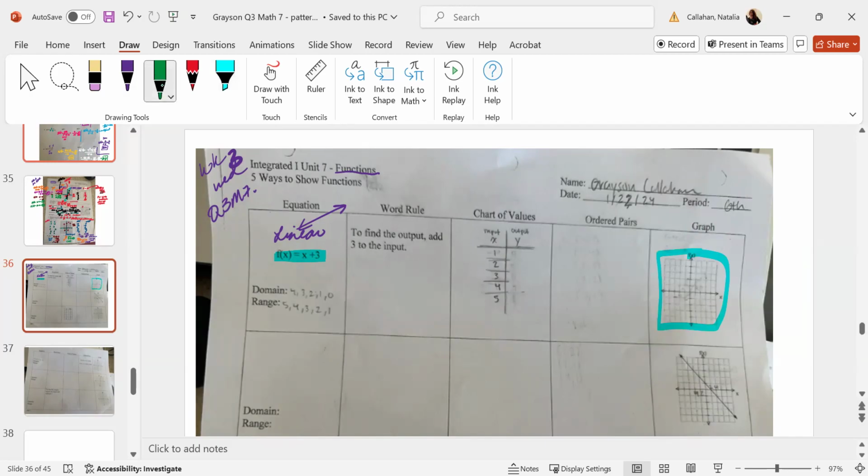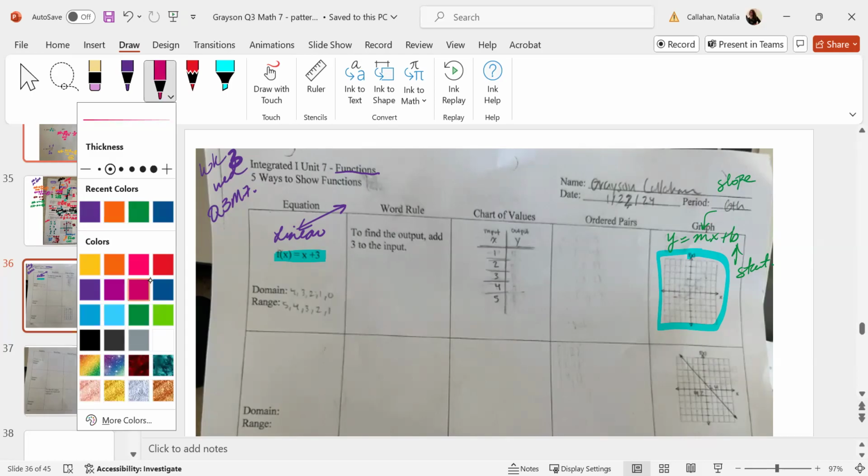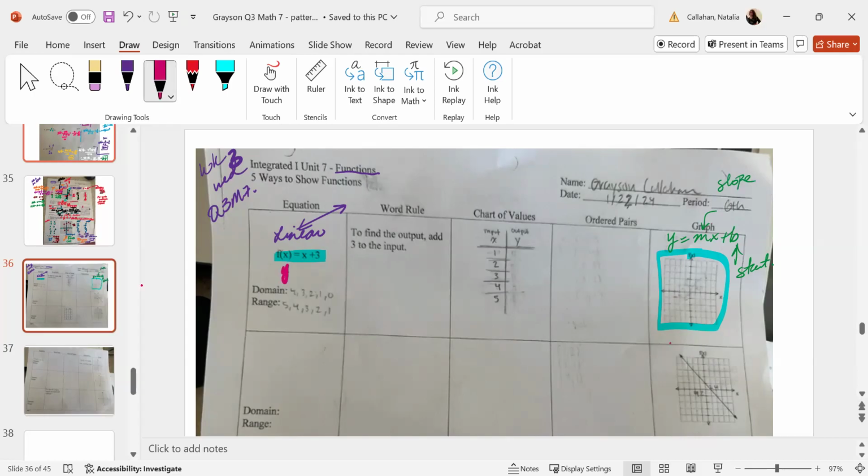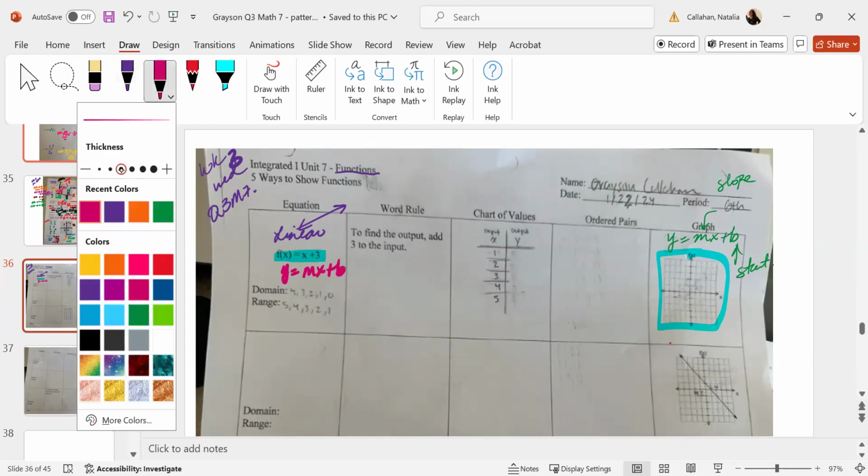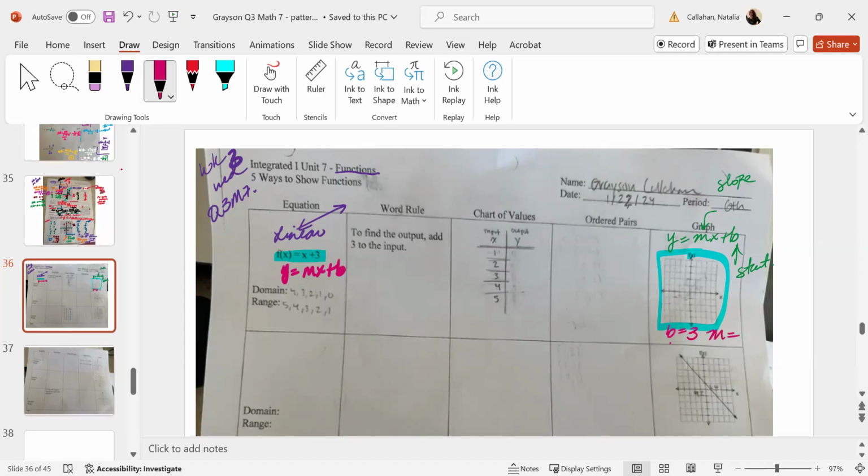So if I want to graph this equation, you have y equals mx plus b. Remember how to graph a line? Your b is where you start. Your m is going to be your slope. Do you remember that? This is your equation. Y equals mx plus b. What is your b here? C. What is your slope?